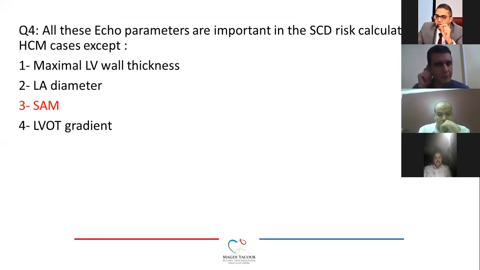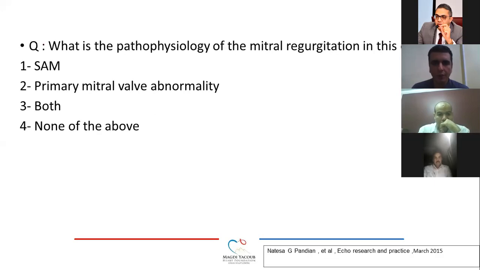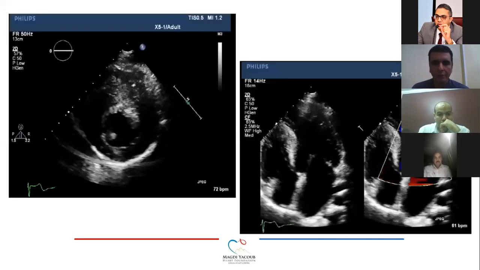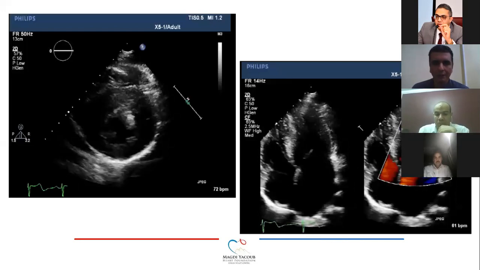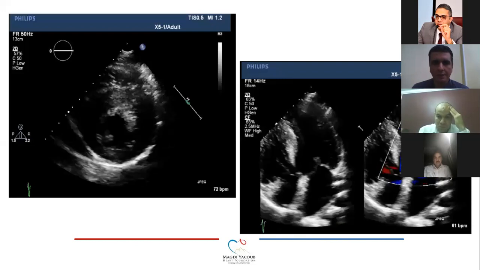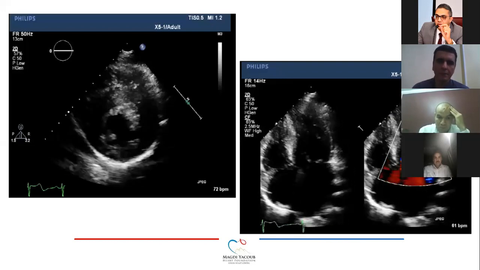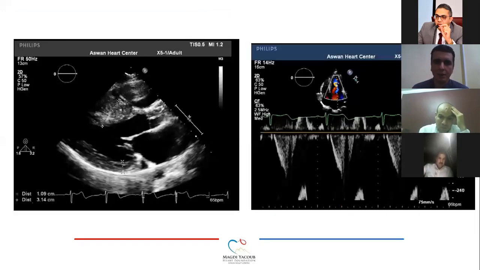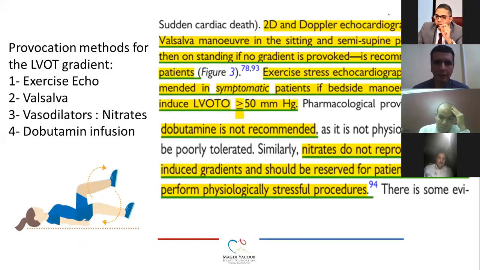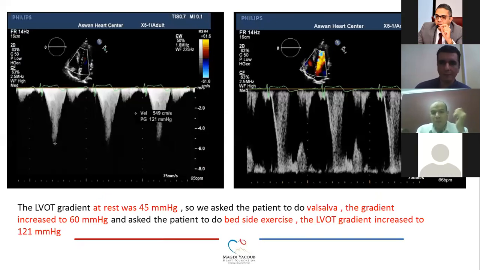The second comment: in the cases of mitral incompetence, when applying the continuous wave Doppler, we should avoid contamination by the mitral regurgitation jet, as this can lead to a false assessment of the gradient across the left ventricular outflow tract. So, Mohammed, can you tell us what is the next step after the echo?